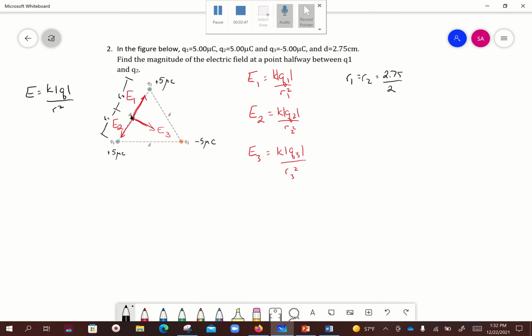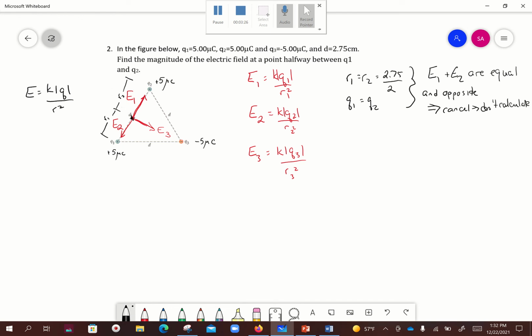And if we look, Q1 is also equal to Q2. So what that means is, if I look at my equation here, kQ over R squared is going to be the same value for E1 and E2. So those two vectors are equal to each other. And if we look at the picture, they're opposite in direction. So they're equal and opposite, so they cancel out. And so we don't even have to bother doing any calculations.